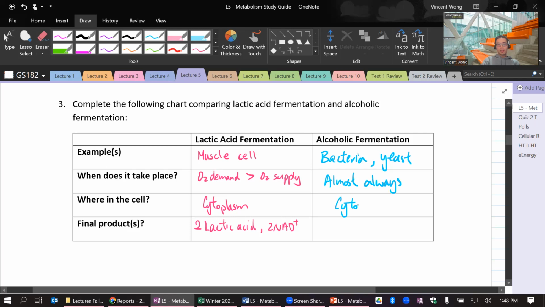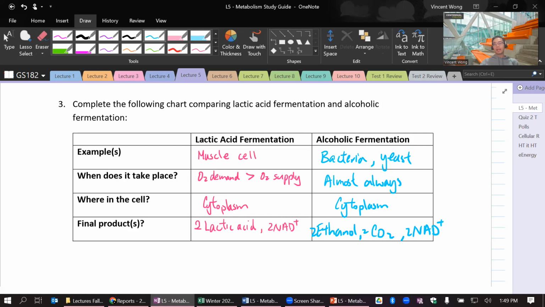And this also takes place in the cytoplasm. And what you generate is ethanol, carbon dioxide, and also some NAD+. Okay, 2 of each. That's why people can use bacteria to make alcohol, right? The ethanol that is generated is the drinking alcohol.